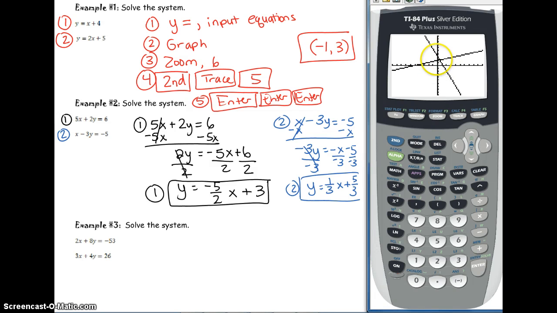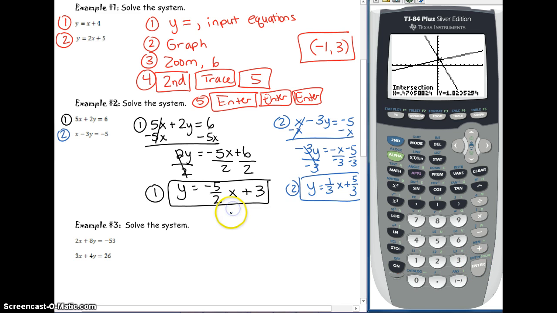It's somewhere there. Now we have to find the intersection. So I'm not going to do zoom 6 anymore because it's already at a zoom 6, but I'm going to go to second trace and number 5. So here it is, and then it says enter, enter, enter. So enter, enter, enter, and here's our answer.